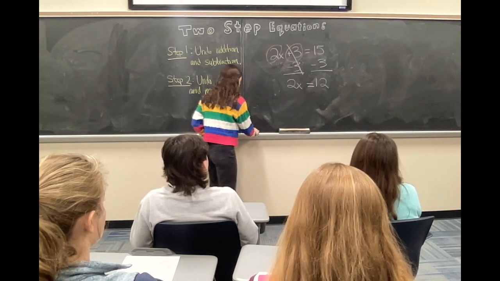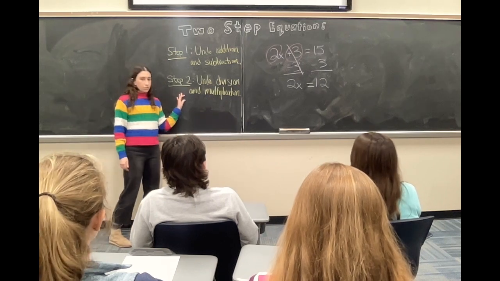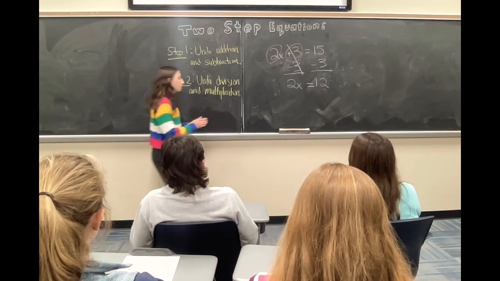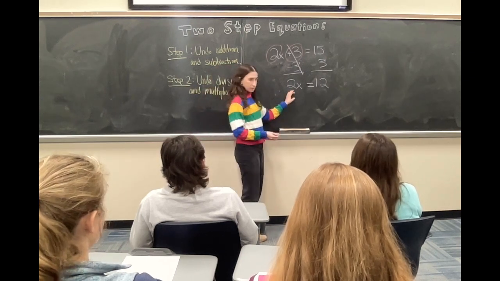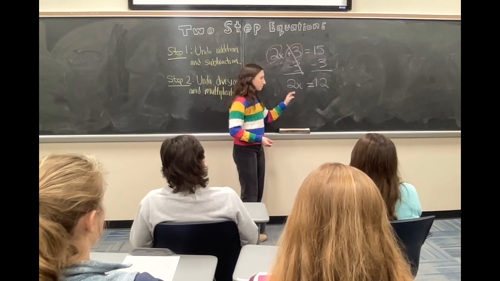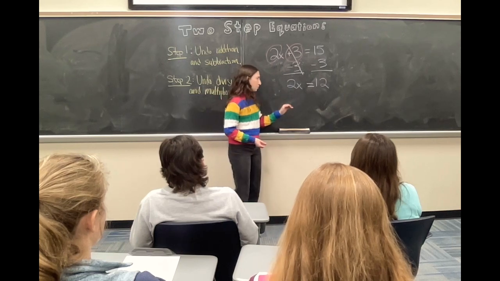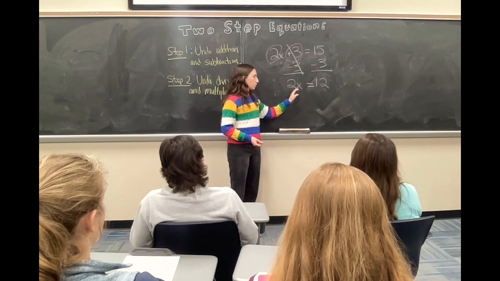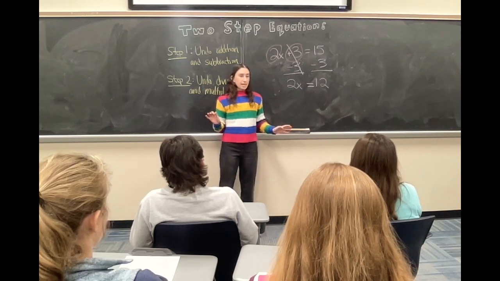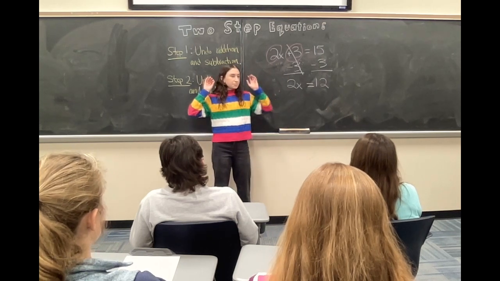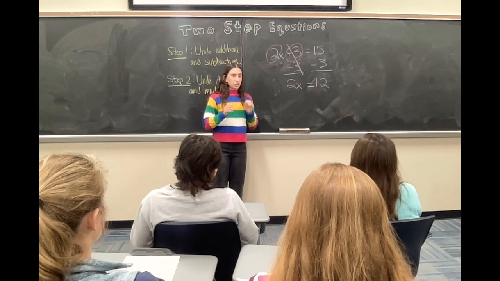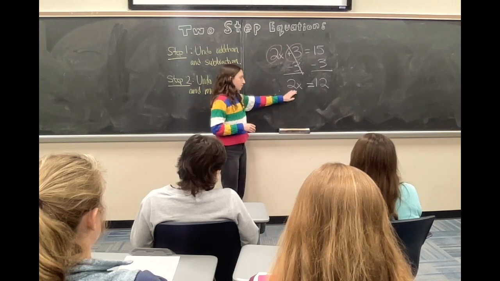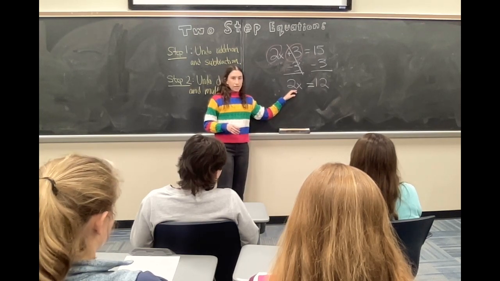So our next step is to undo any division or multiplication. So now, let's think. We have some multiplication here with this 2x. What inverse operation are we going to want to use to undo 2 multiplied by x? So same thing as last time, let's just think in our heads for a second. And then I'm gonna have you guys this time turn to the person next to you and just share really quickly what you think the inverse of this multiplication will be. Okay, so go ahead and share.